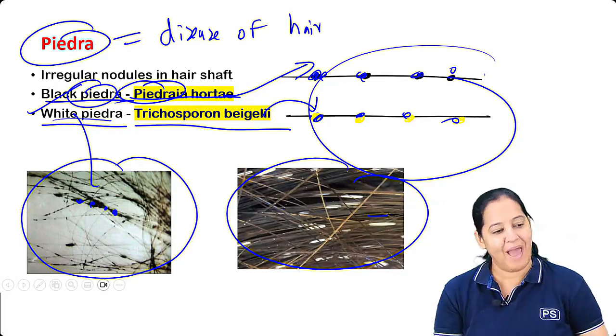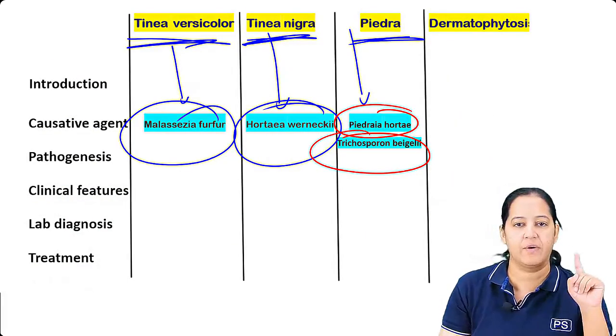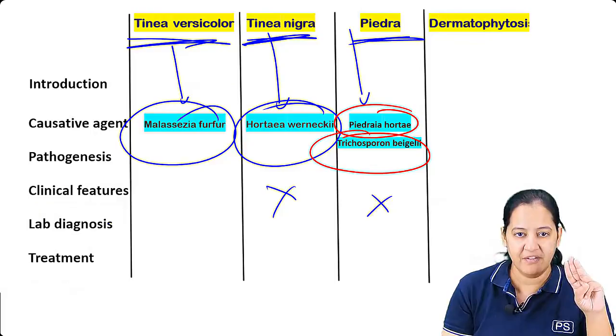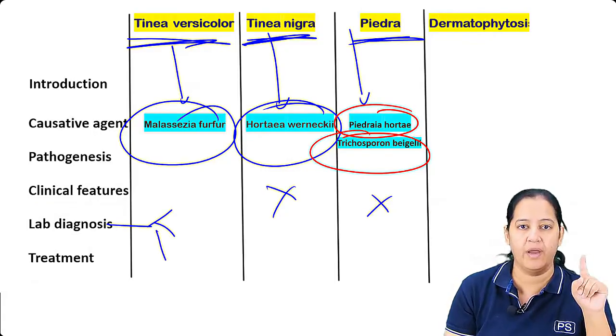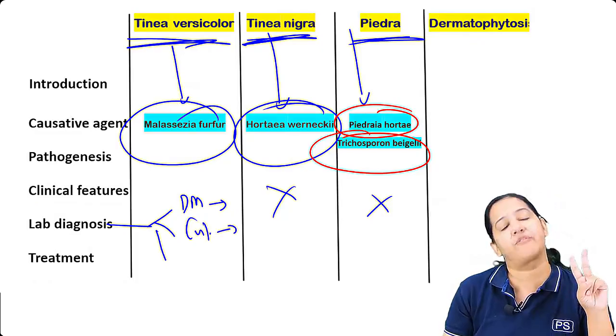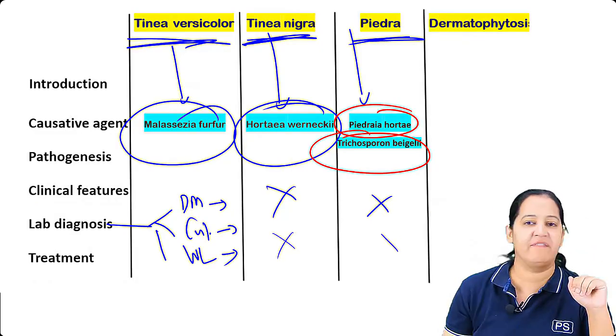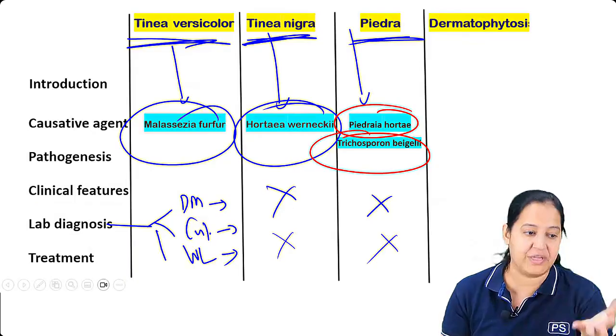Got it? So black piedra has black nodules, the white piedra has white nodules. Here we don't have diagnosis. But here we have three ways of diagnosis, as I told you: direct microscopy shows spaghetti and meatball appearance, culture shows fried egg colony, and Wood's lamp shows fluorescence. But here we don't have any important lab diagnosis that I should tell you.